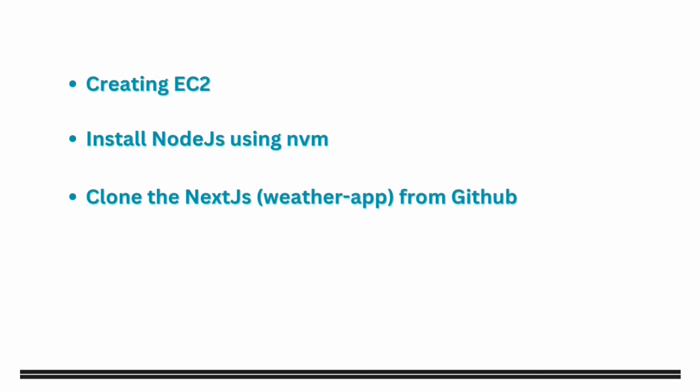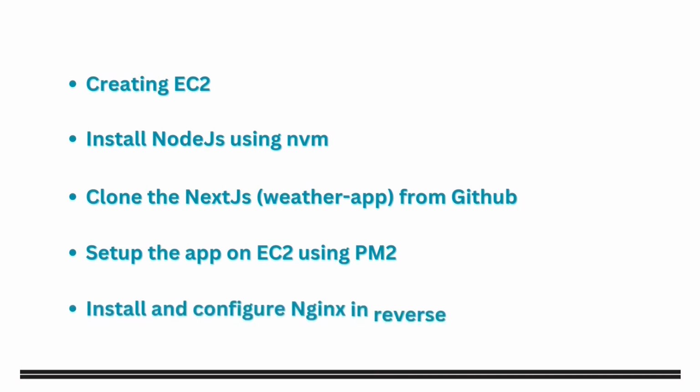Creating an EC2 instance, installing Node.js using NVM, cloning the Next.js app from GitHub, setting up the app on EC2 using PM2, and installing and configuring Nginx as a reverse proxy.